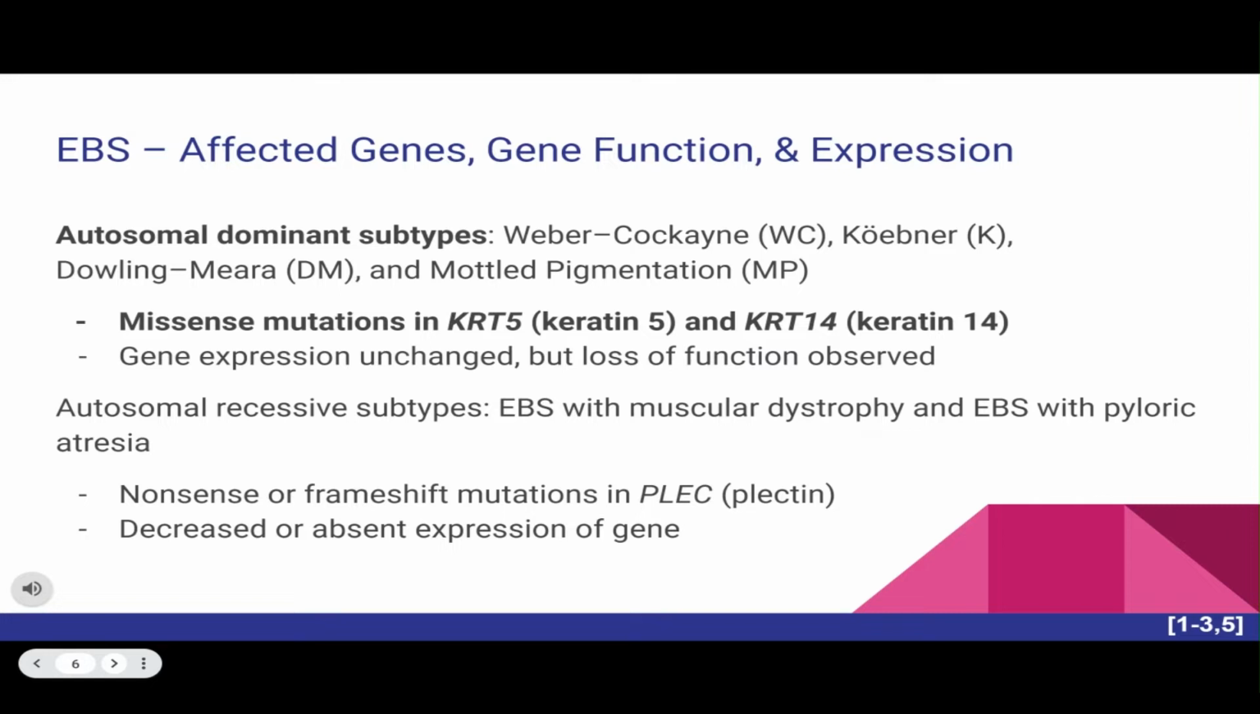Autosomal recessive subtypes of EBS include EBS with muscular dystrophy and EBS with pyloric atresia. These are most often caused by nonsense or frameshift mutations in PLEC. Nonsense mutations cause a codon to change to a stop codon, and frameshift mutations cause insertion or deletion of nucleotides that change how the sequence is read. Autosomal dominant subtypes are the most common, so that is what our focus will be on.